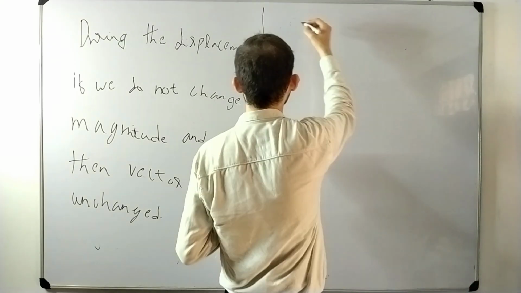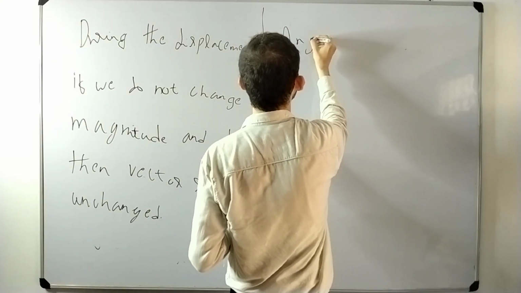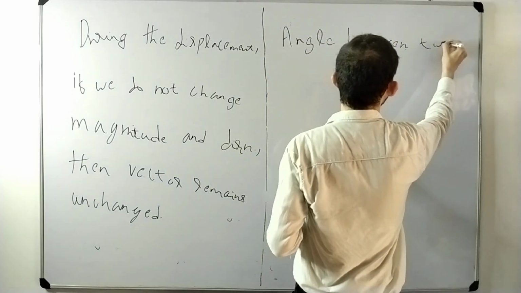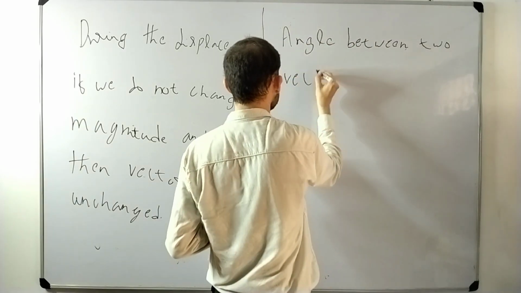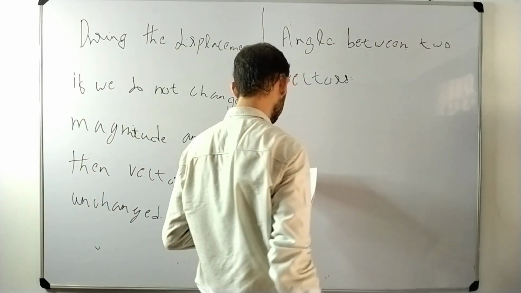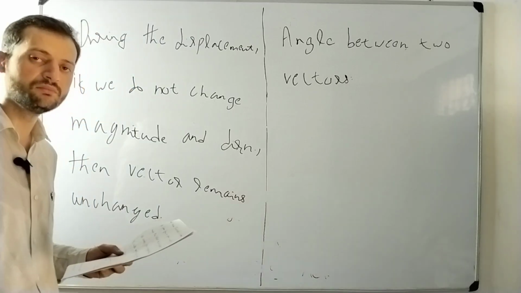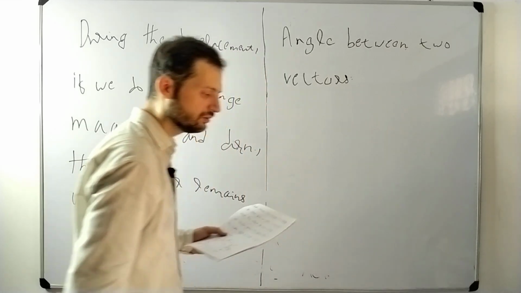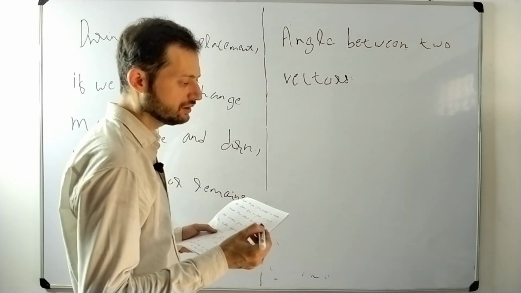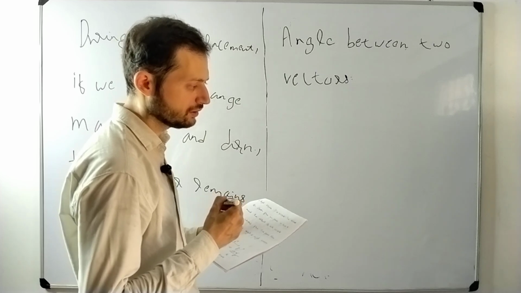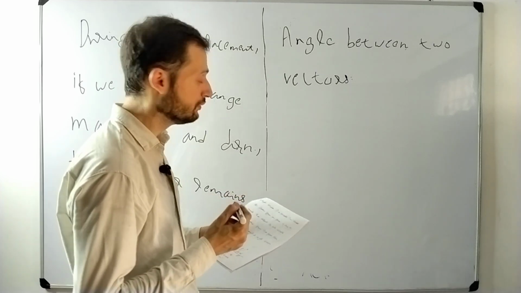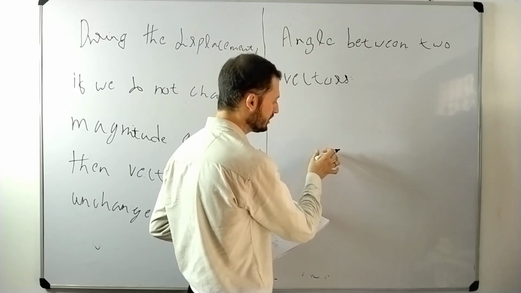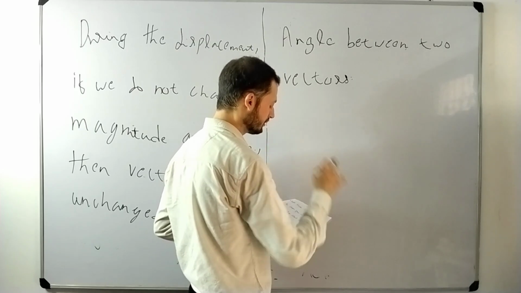Angle between two vectors. That is how we get the angle between two vectors. Certainly, when you see a diagram in which two vectors are making an angle with each other, it does not mean that the angle shown is always the angle between them.